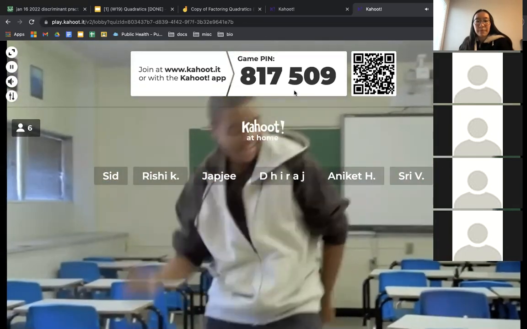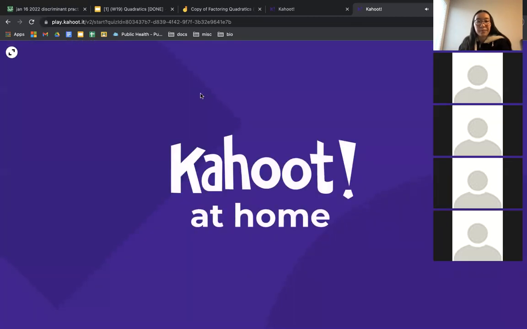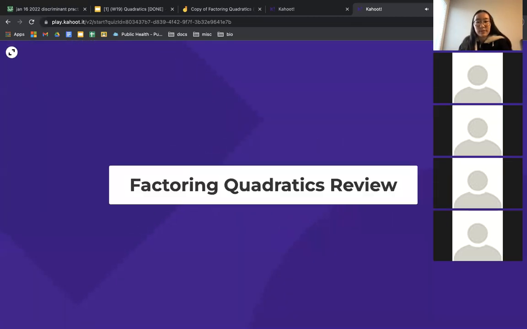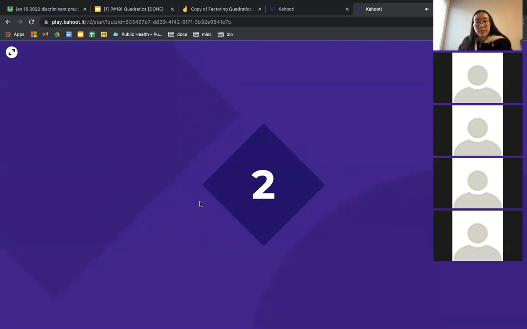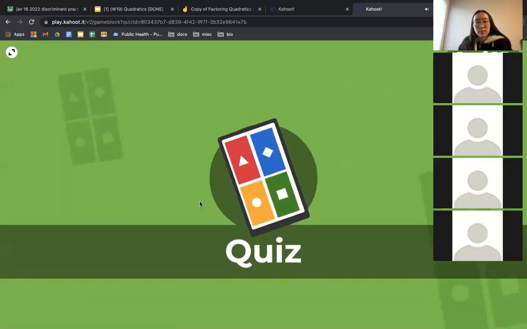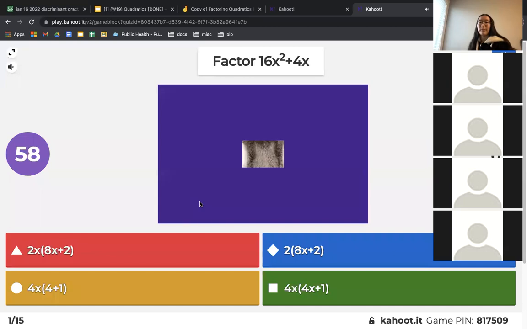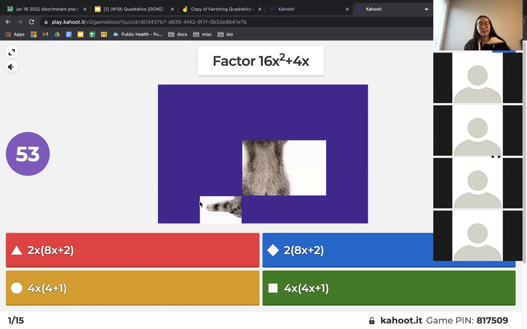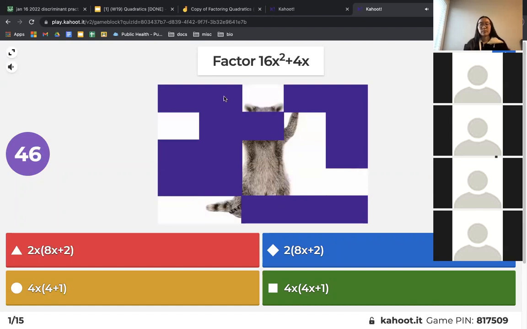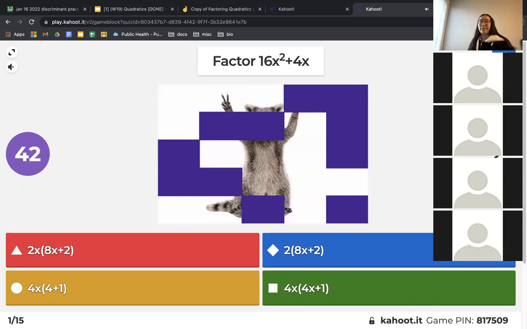Okay. So let's start it. Hopefully the time limit is okay. All right, 16x squared plus 4x. So what you have to do is take out the greatest common factor between 16x squared and 4x. And what do we do with that? So the greatest common factor, what is the greatest common factor here?